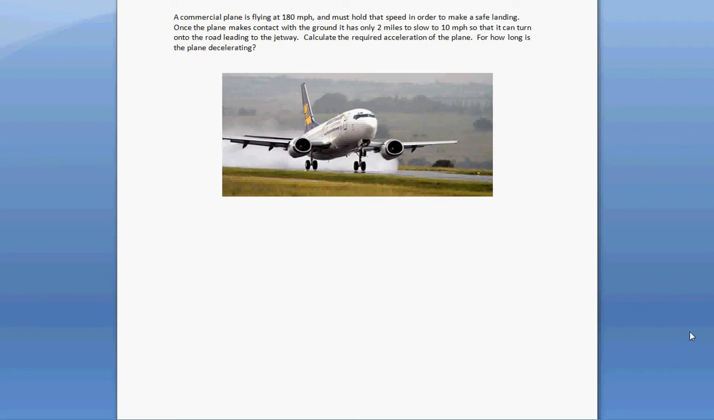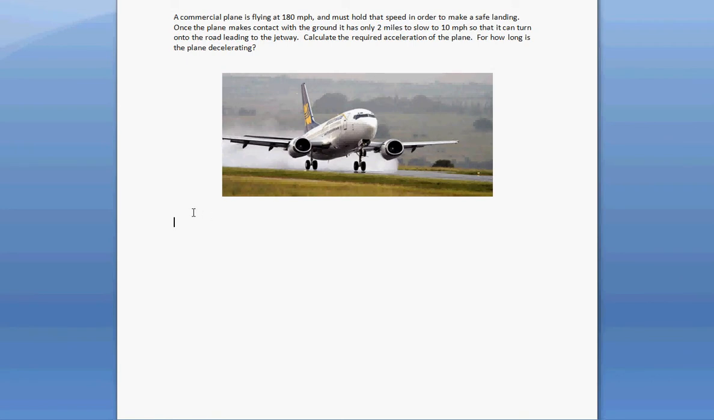Here we have a plane that's flying at 180 miles per hour, and it only has 2 miles to slow down to 10 miles per hour. We're going to calculate the acceleration of that plane and how long the plane is accelerating for. To start, the first problem is that we've got this 180 miles per hour and the 10 miles per hour and the 2 miles, and that all needs to be meters and seconds.